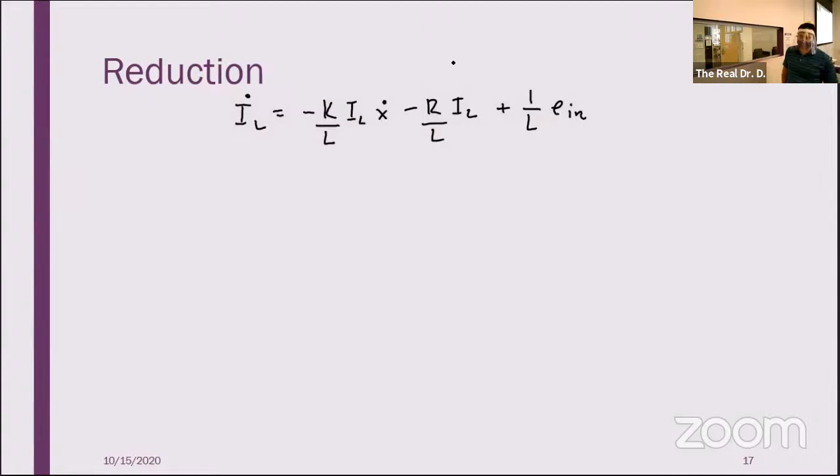Why, doctor? Why not use X dot? Why use I dot L? It's a good question. This is the only place in our system of equations where we have I dot L defined. We need to have an equation for I dot L because it's in our state variable list. So when we go to state space, we have our x dot vector. If you don't have an equation for I dot L, you're just going to get zeros all the way across. It's not useful.